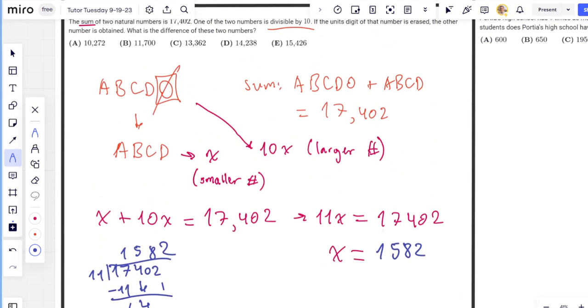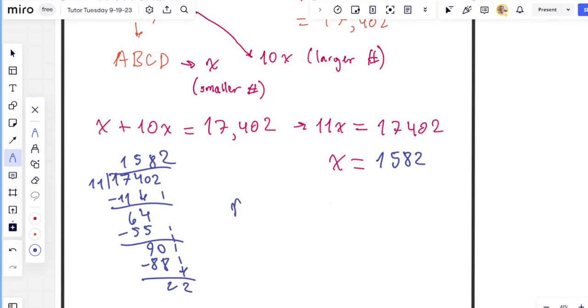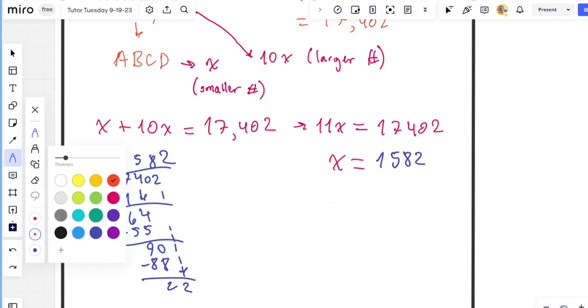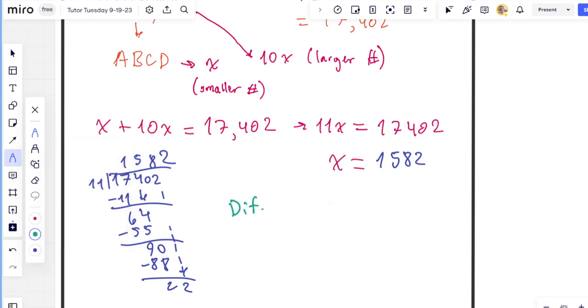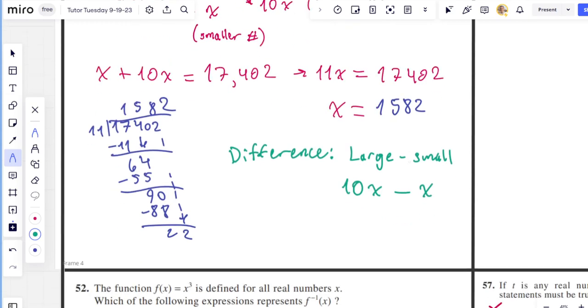X is equal to 1582. But that's not what we're asked to find. We're asked to find the difference of the two numbers, as in the larger number minus the smaller number. So the difference is going to be the larger minus the smaller number, or that's 10x minus x. That's just 9x.